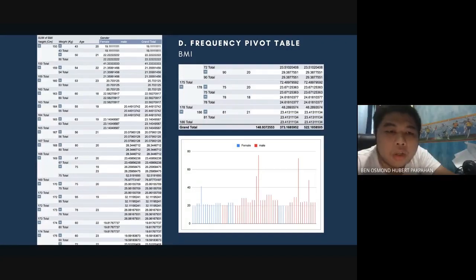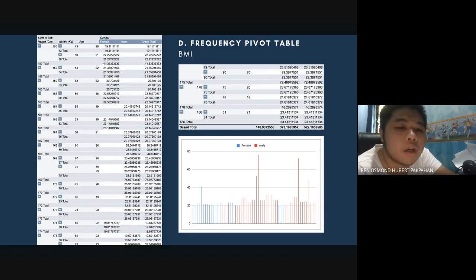So the next one for D, the instruction is to make a frequency distribution table or group frequency distribution for the BMI and BMR data. The first one is the frequency distribution table of BMI. The variables there are height, weight, age, and gender.